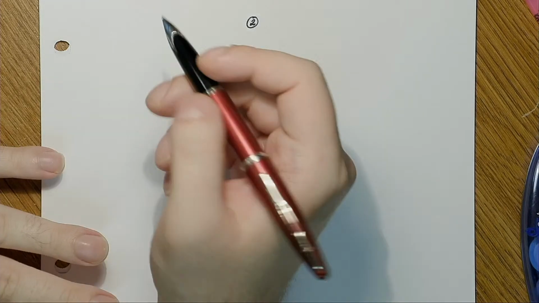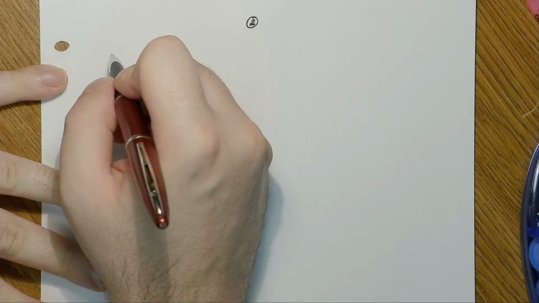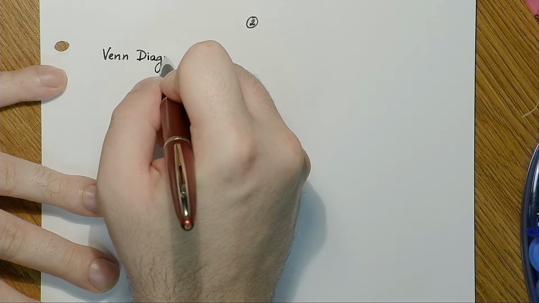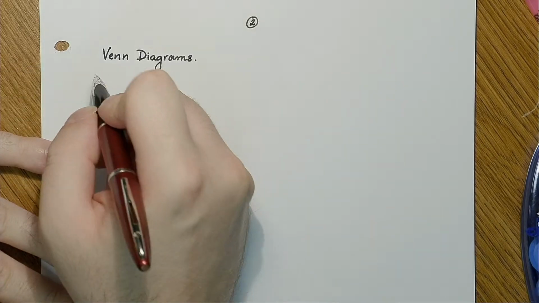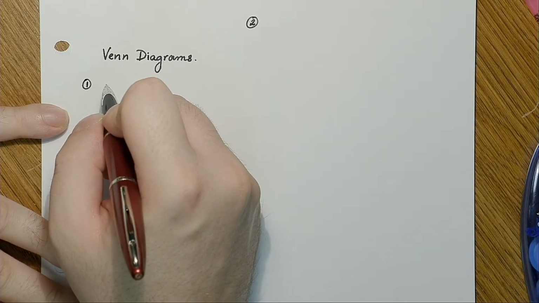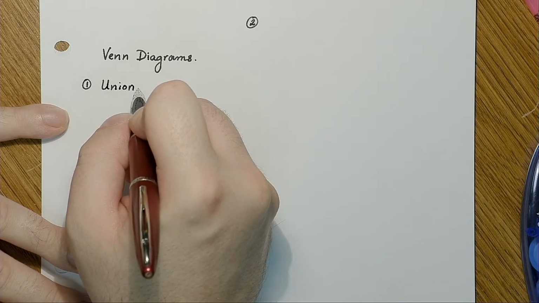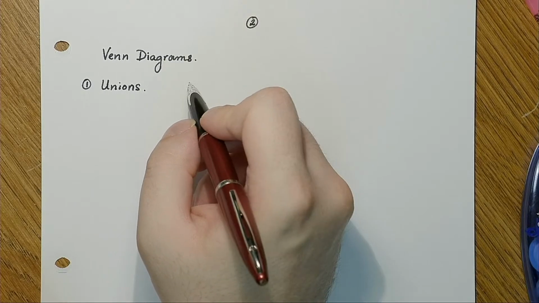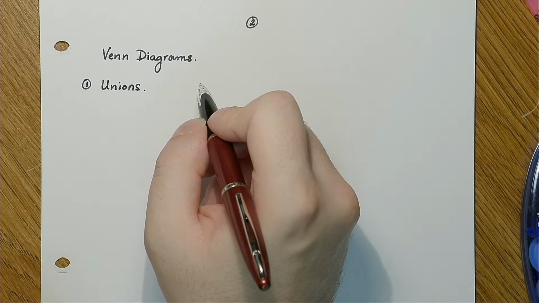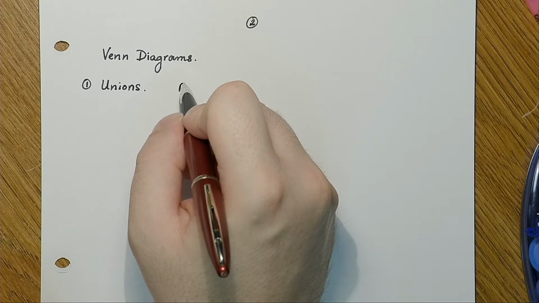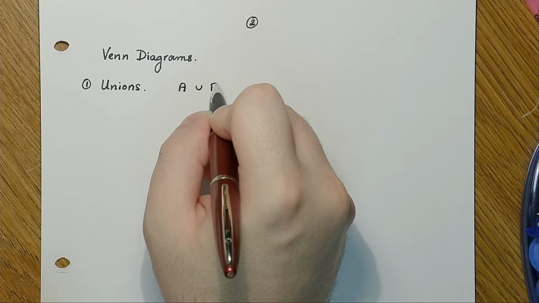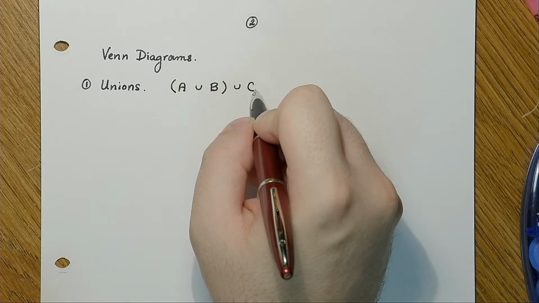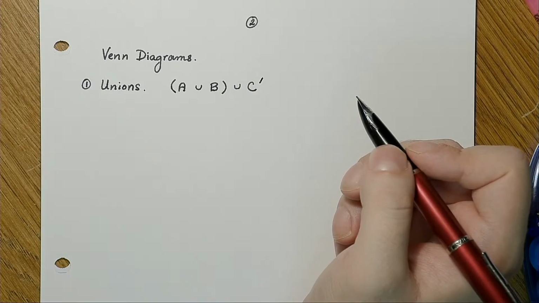So let's do some examples. We're going to do 2 examples with Venn diagrams. And this one we're going to use with unions. So here's our example. We're asked to shade in A union B union C prime.